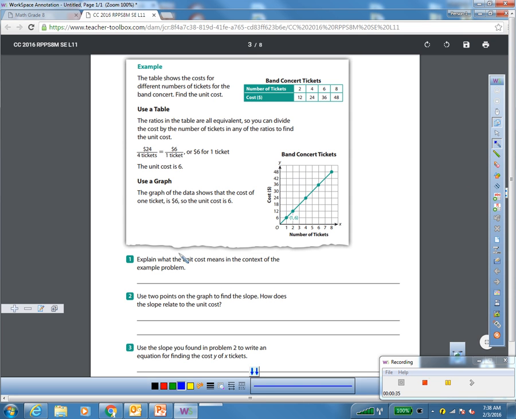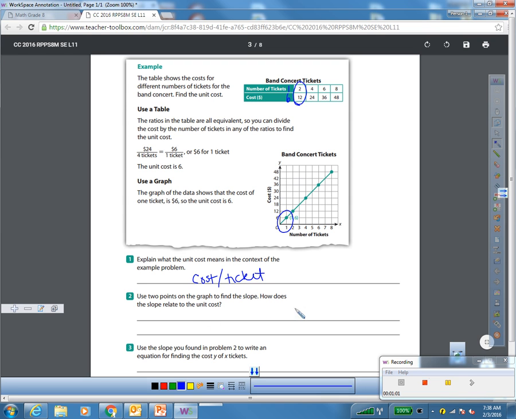Alright, so we're looking at the unit cost, and you could look a couple different places here. You could look here, and if 2 tickets cost $12, that means 1 ticket costs $6. You do the math there. Or you could also look right here. So 1 ticket costs $6. That would be the unit cost, or the cost per ticket.